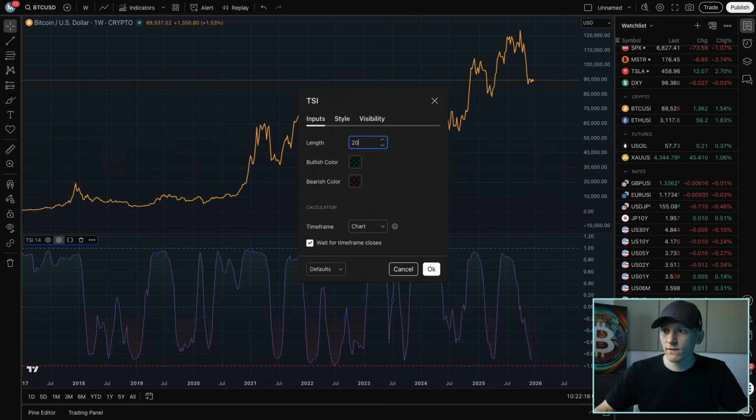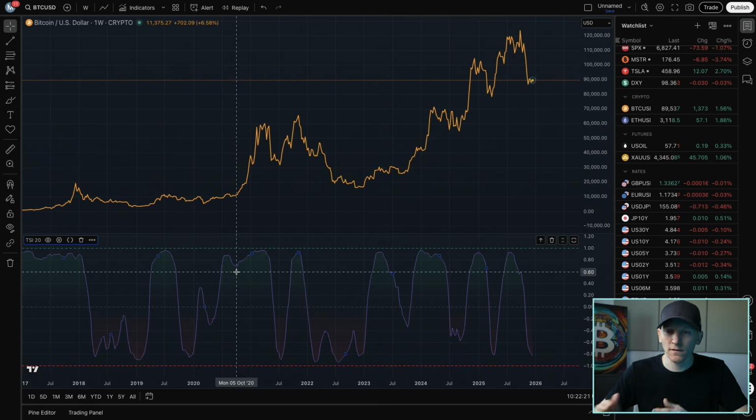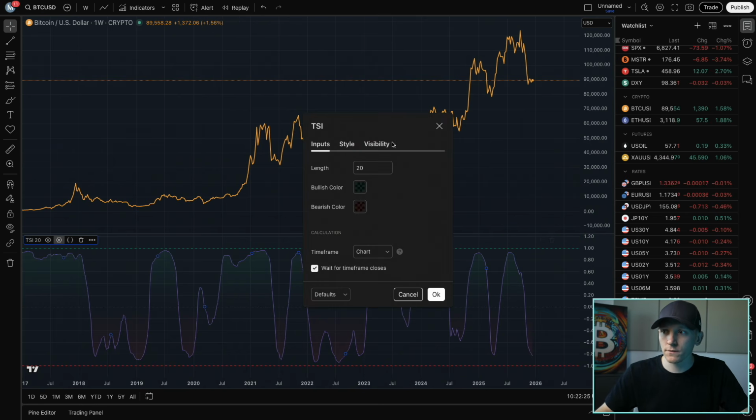So let's go to 20 periods. Press OK, you should see that we've just slightly moved here, right? So we've smoothed out the indicator over a longer time period. What you can also do is keep this different to the chart that you're trading. So let's keep this on 14 periods, but instead of time frame chart, I'm going to change this.